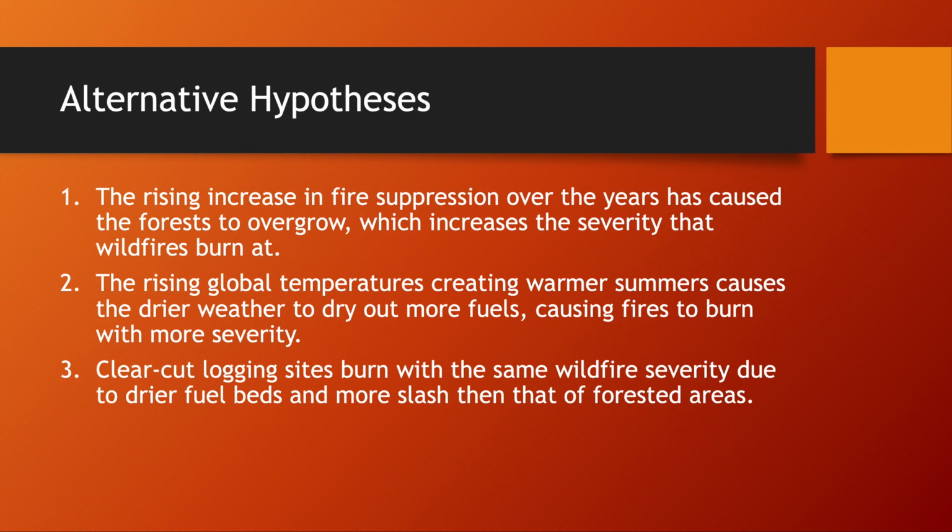While thinking of my research hypothesis and doing research on the topic, I found other hypotheses that could be tested the same way and have results that interfere with the way I achieved mine. They are: one, the rising increase in fire suppression over the years has caused the forests to overgrow, which increases the severity that wildfire burns at. The second being, the rise in global temperature creating warmer summers causes drier weather to dry out fuels, causing fires to burn with more severity. The last one being, clear-cut logging sites burn with the same wildfire severity due to drier field beds and more slash than the forested areas.